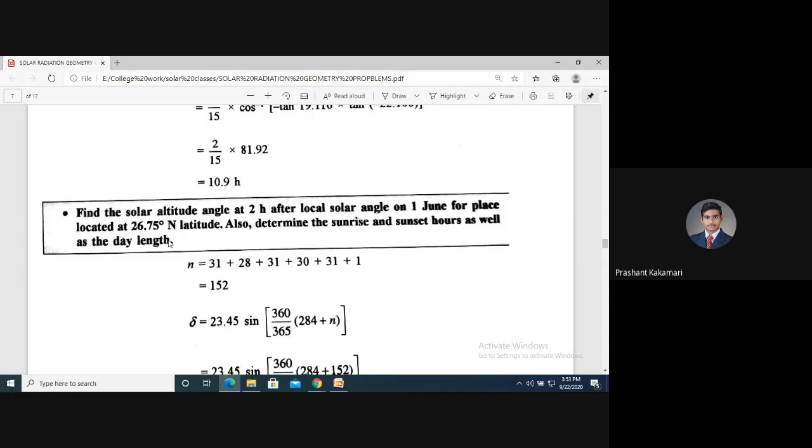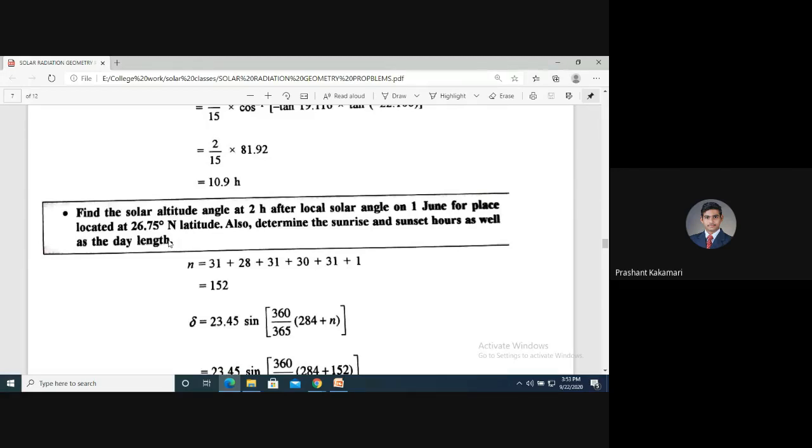See here, what is the problem here is we can find out solar altitude by the correlations. That is not an issue. We can find out hour angle, or after 2 hours of the hour angle, we can find out. June 1st, we can find out declination angle. Then latitude is given. We'll see what relation we can use for finding the day length. Then comes to sunrise and sunset. This is the difference in the problem. So sunrise and sunsets are the new words in this problem.